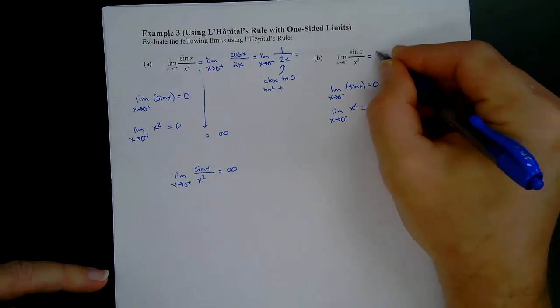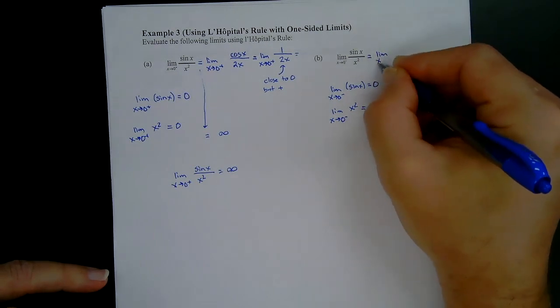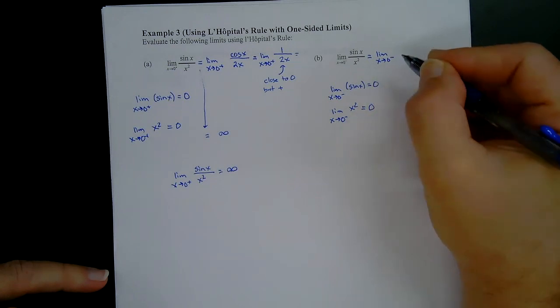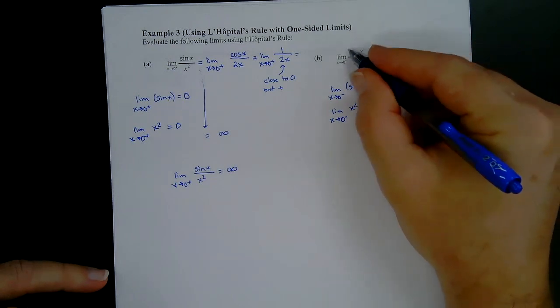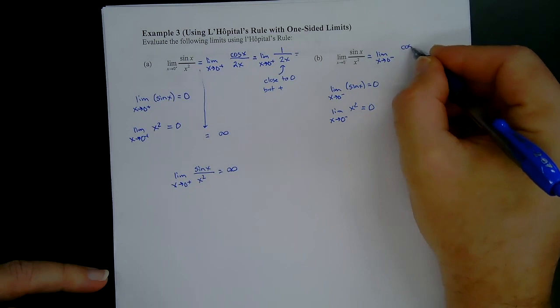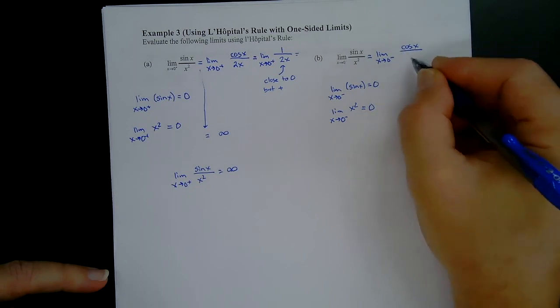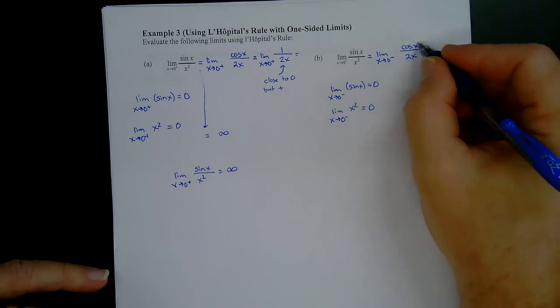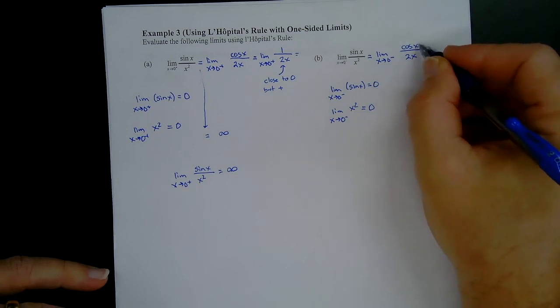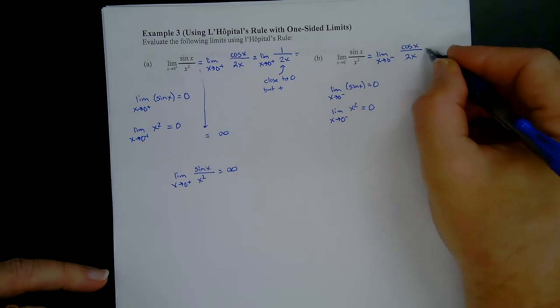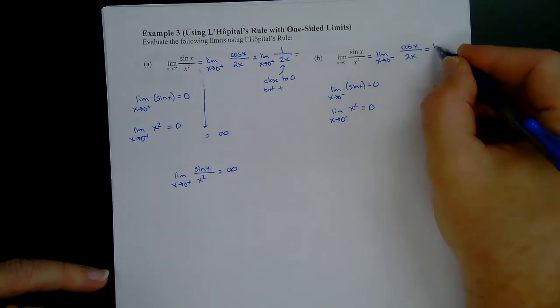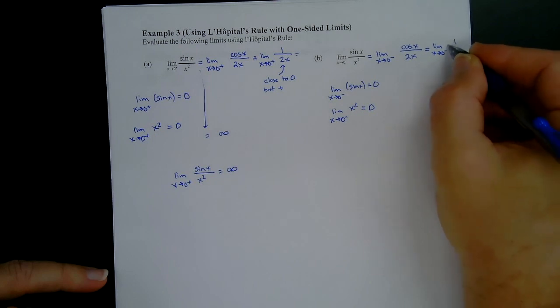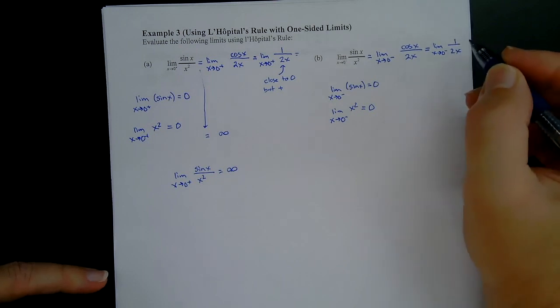So this is equivalent to writing the limit as x approaches 0 from the left of the derivative of sine x, which is cosine of x, over 2x. Now when we go to plug 0 in, cosine of 0 is once again getting closer and closer to 1. So this becomes the limit as x approaches 0 from the left of 1 over 2x.